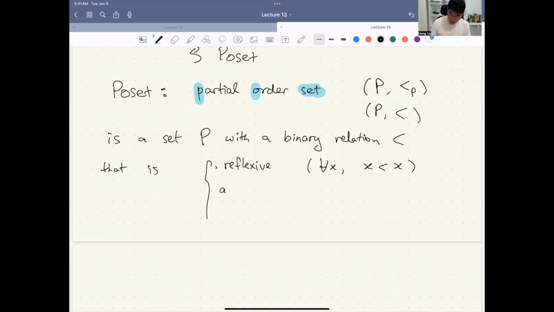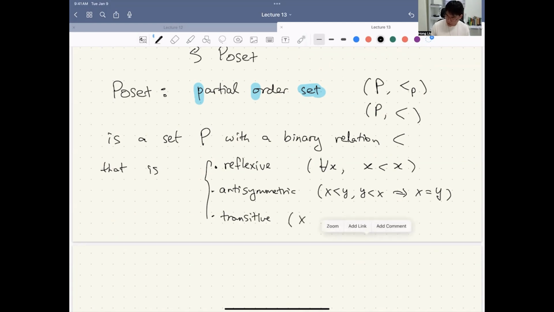And anti-symmetric, meaning that if x is less than y and y is less than x, then they have to be the same element. The most important one is transitivity. Transitive means what? If you have x less than y and y less than z, you must also have x less than z. Okay?